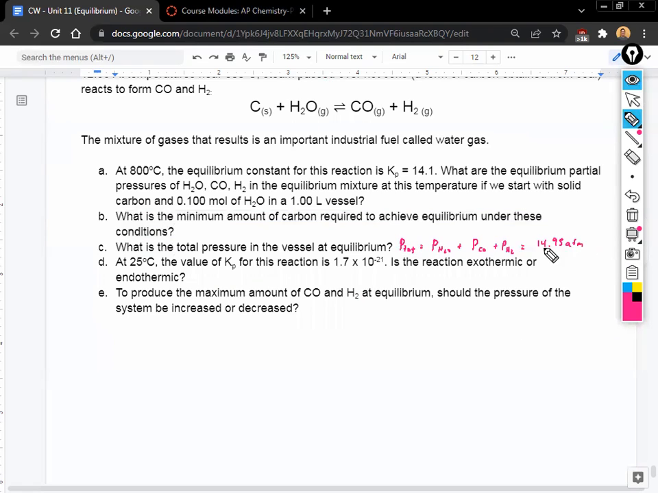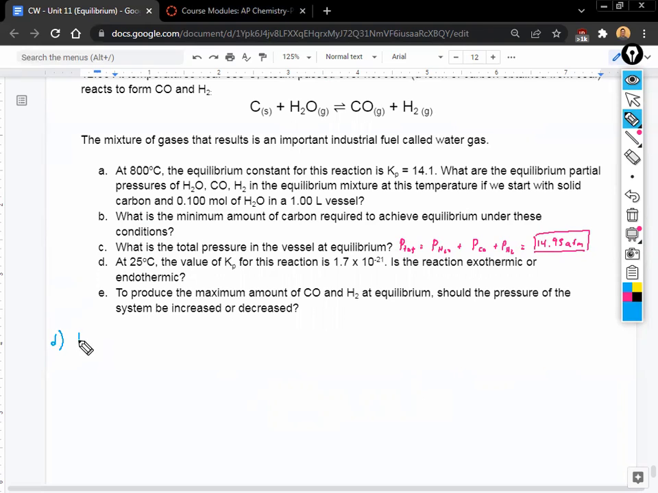If you guys don't trust me, which I don't blame you, you can check my answer. But the equilibrium pressures for all three of the gases, that's going to give us the total pressure. Okay, make sense? All right, let's get through this quick. I just want to get you guys out of here.